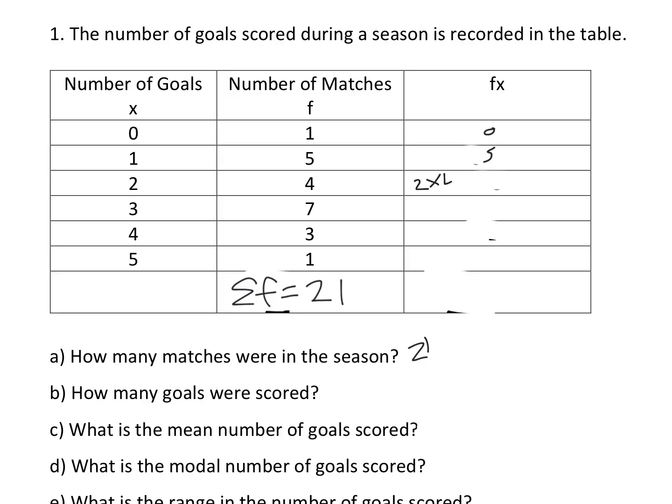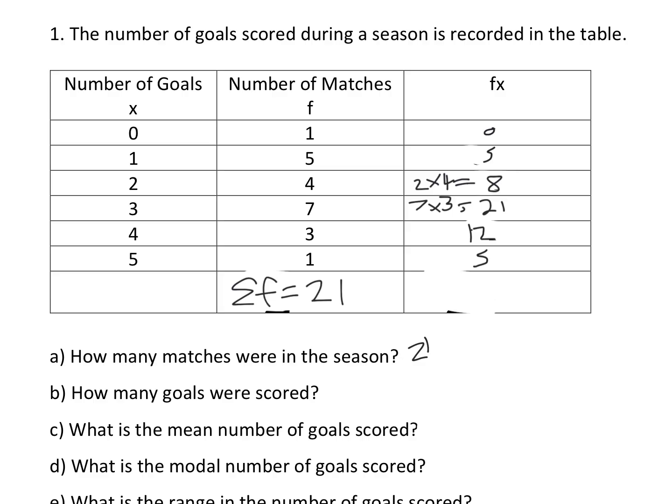And this column that I'm writing in is called the FX column, where you multiply F by X. So 7 by 3. 7 matches where 3 goals were scored, 7 threes, 21. Then 3 matches where 4 goals were scored, 4 threes. You don't have to write it out. The method is just showing you how to do it. So you would just do it in your head. Maybe 3 4s on the calculator. 3 4s are 12. And 1 times 5 is 5.